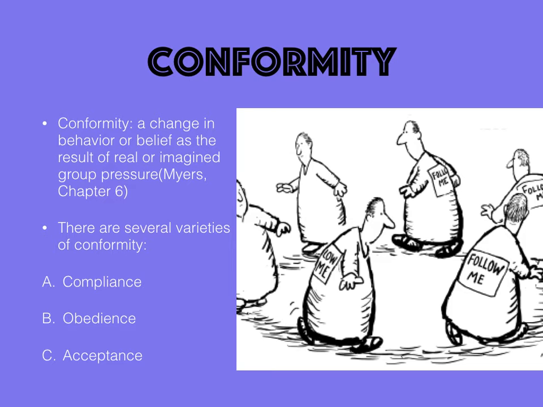Compliance is conformity that involves publicly acting in accord with an implied or explicit request while privately disagreeing. Obedience is acting in accord with a direct order or command, and acceptance is conformity that involves both acting and believing in accord with social pressure.